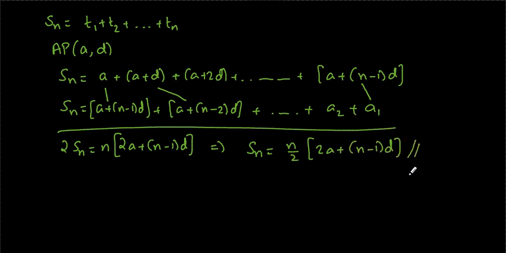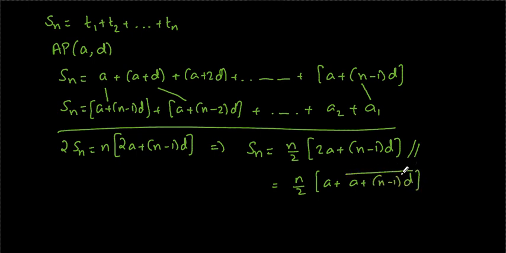This is the formula for sum of the first n terms of an arithmetic progression. This can also be written in another way. N by 2 into A plus n minus 1 into D.